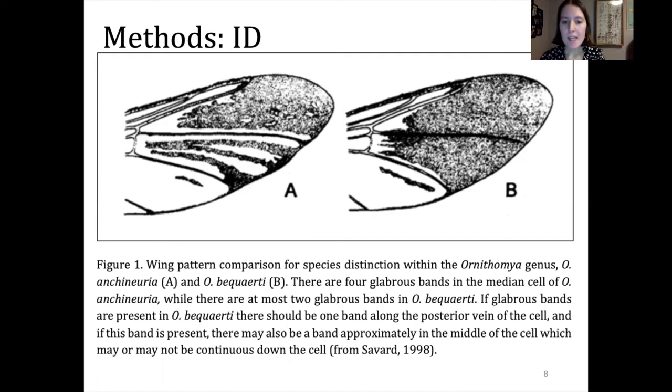Do you remember at the beginning of this presentation how I mentioned there were two species in a genus that were thought to be the same species? Well, these are those guys here. The genus is Ornithomya, and we have two species, Ornithomya anchineuria and Ornithomya bequaerti. This diagram shows the way that we differentiated them. On anchineuria, there were three or four glabrous bands in the median cell, which is just this cell here. And in the bequaerti species, there were at most two glabrous bands. So what does glabrous mean? It's a great word to add to your vocabulary. It means hairless.